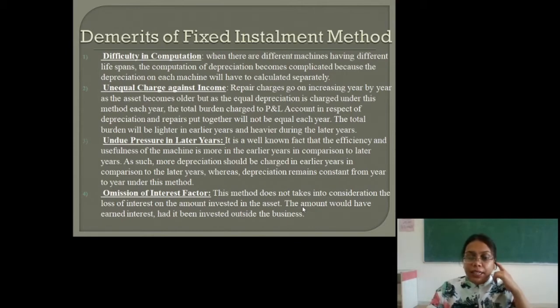And the last line says, had it been invested outside the business. This means that if we had invested this amount somewhere else, in some other investment, it would have earned some interest, but in depreciation in this case, we do not earn any interest on this particular investment.